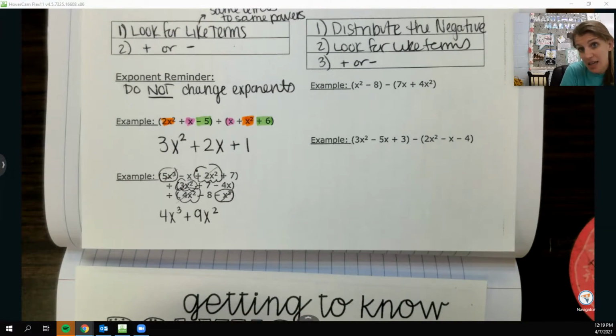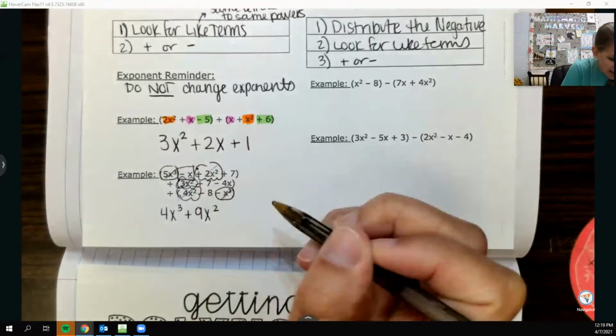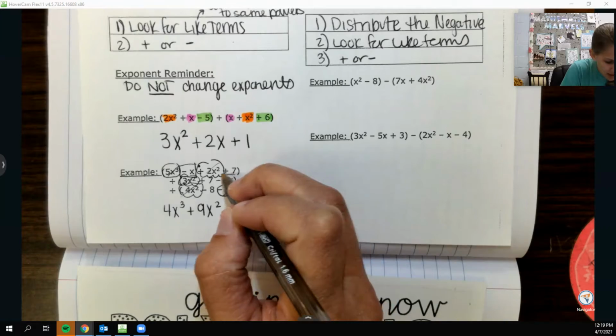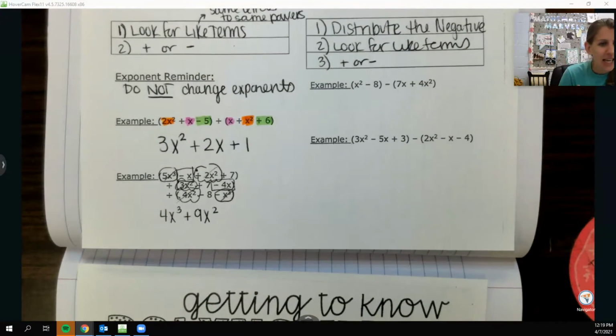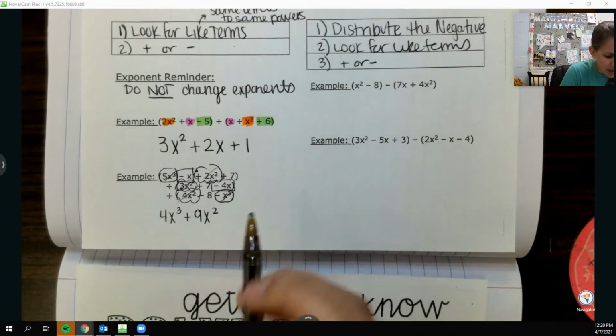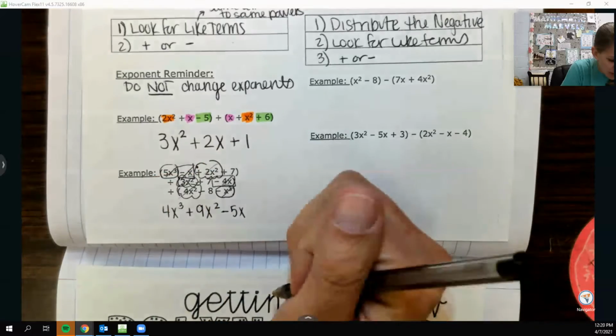Next, I would look for x to the first, which is just x. And I have 1 there, or actually -1 there, -5 there, or -4 there. Spoiler alert, but I don't have any others. So -1 and -4 is -5x. And then I'm done with those.